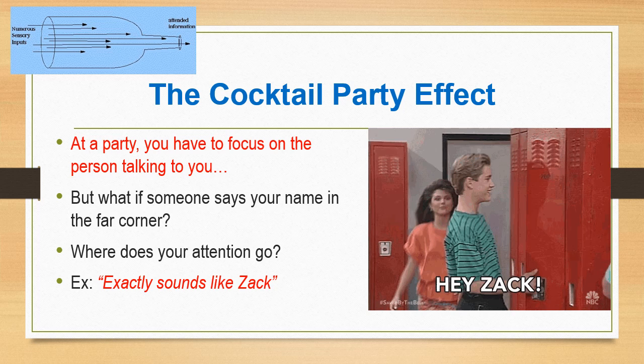So somebody could be saying exactly, and your name is Zach. And when they say exactly, you're like, what? Who? Who said my name? So the cocktail party effect is how we can kind of tune out everybody except a person who is saying something that we want to focus on, even if that person is far, far away in the party.